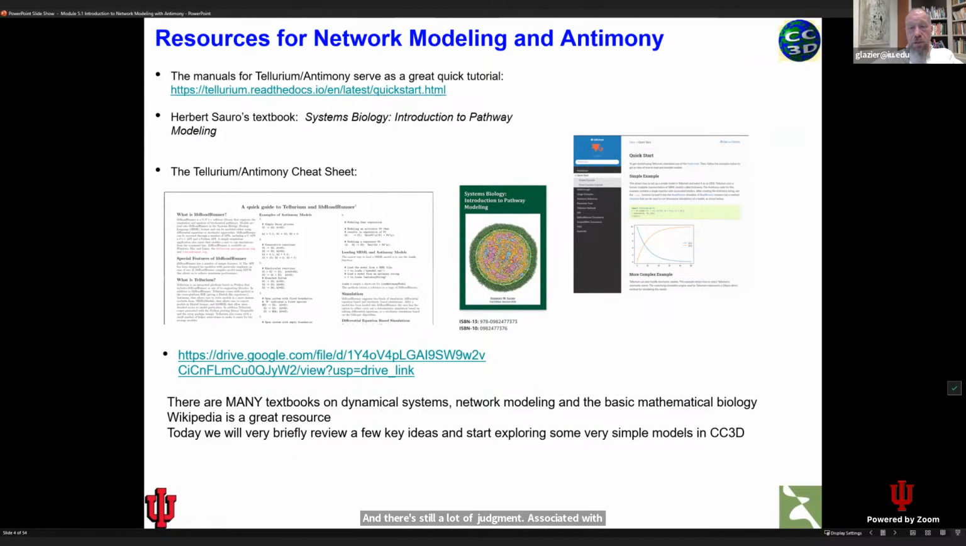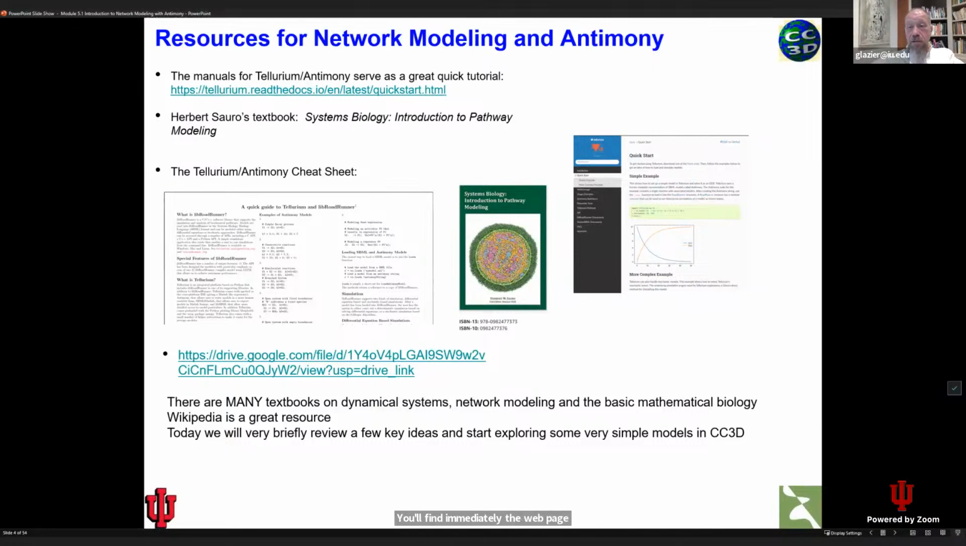Today, we're going to be focusing on very simple aspects of networks. We're going to be using the Antimony model specification language. There's a very nice online tutorial for this and manual. If you go to, it's rather a long thing to type, but if you Google Tellurium and then networks, you'll find immediately the web page.